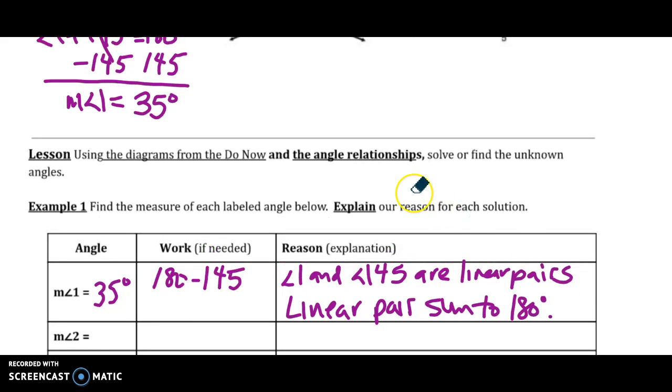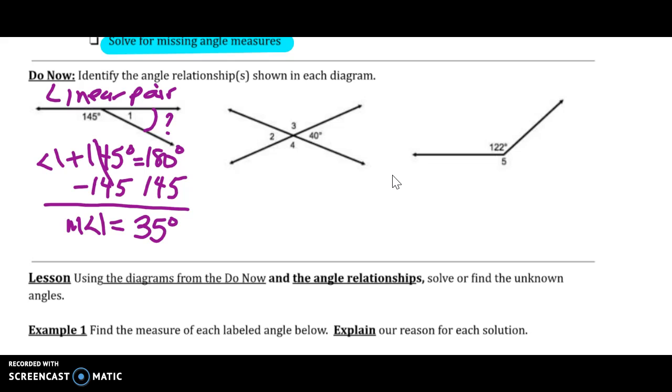Let's take a look at the next diagram. We're going to solve for angle 2, 3, and 4 using this diagram. So again, this relates back to the information that we discussed in the do now. So angle 2 and the 40 degree angle are vertical. So angle 2 equals 40 degrees.